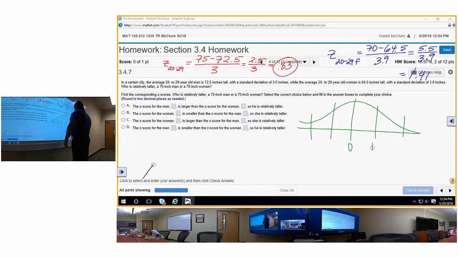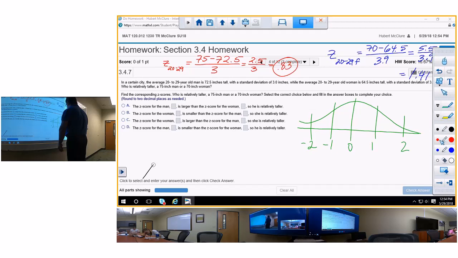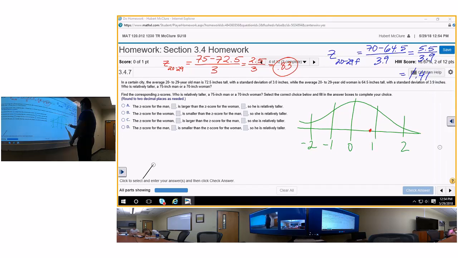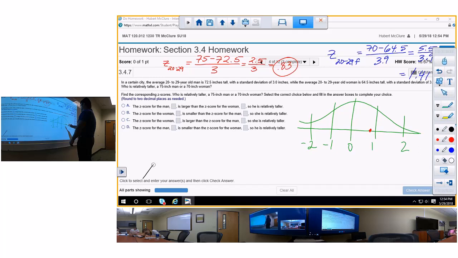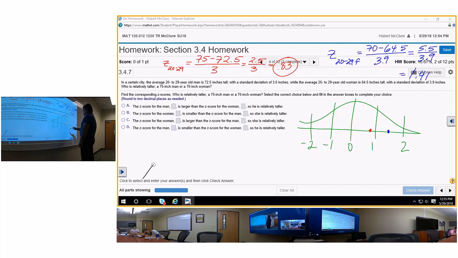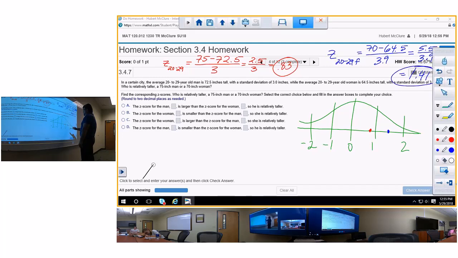Zero, 1, 2, -1, -2. We plot the red dot at 0.83, and the blue dot at 1.41. So that means that the woman is more extreme than the man. So in this case, it's going to be taller.